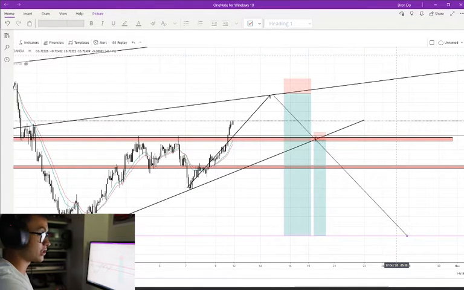So I'm not entering it as soon as it breaks. I am waiting for it to break. Even if it comes down to this area before it comes to do the retest, I am not taking a trade. I'm not making a sell unless I see some form of retracement here and a push to the downside.